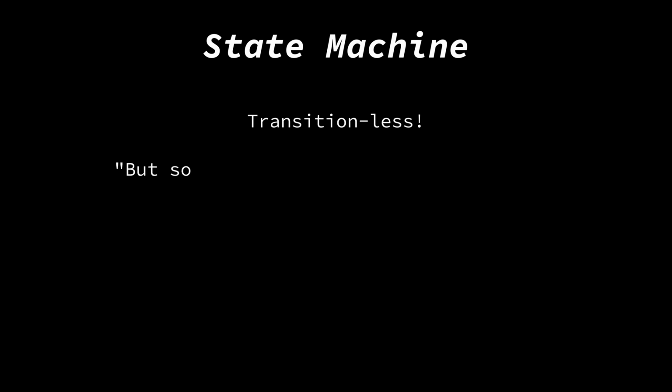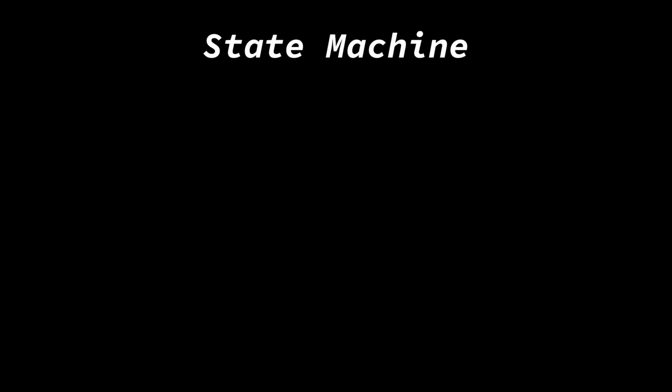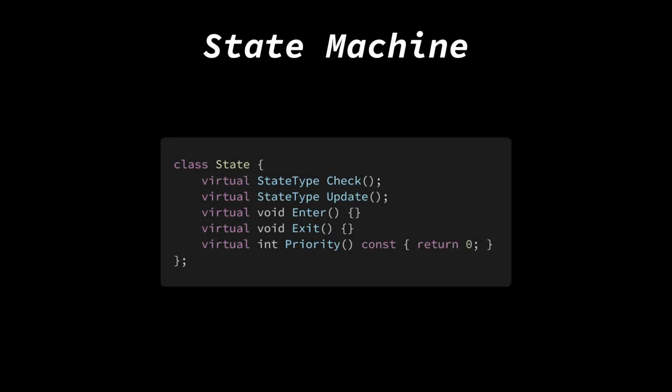Haha. But I hear you say, some systems require transitions. In that case, you have two options. Calculate the transition automatically, or you should use another type of system, and not a state machine. Anyways, my state machine is simple. There are two classes to know about, the state machine and the state. The state looks like this.